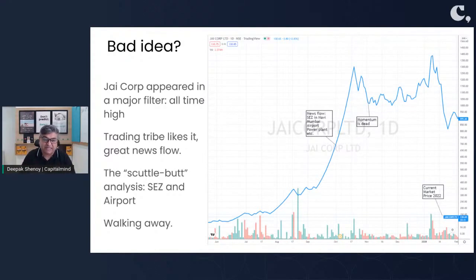I drove down, I did my scuttlebutt analysis. Okay, I said, let me go check this out. I went to this place, and they said there's an airport, but I saw large fields of land. And then they said there's an SEZ. There was a gated thing which had weeds growing on it. The gate hadn't been opened for I don't know how many years at that time.